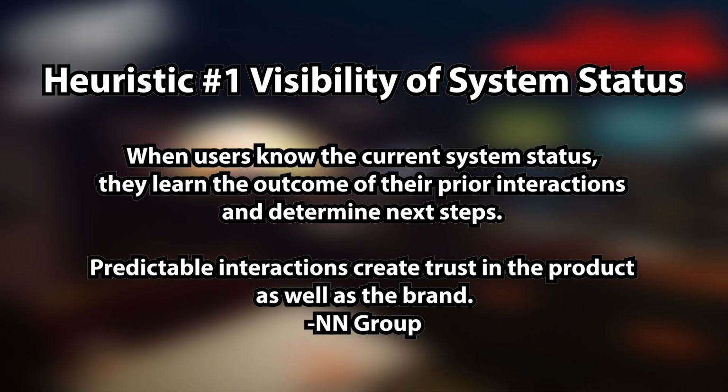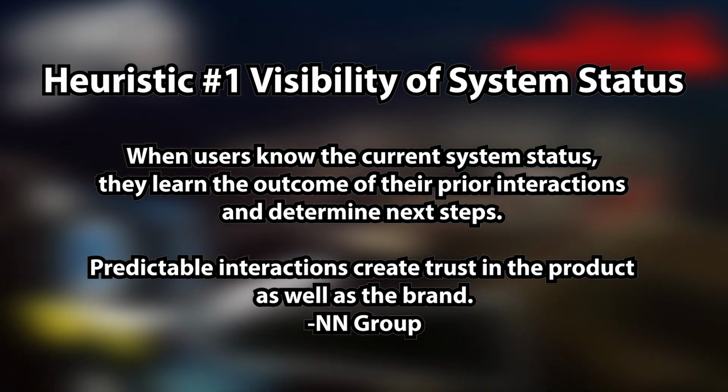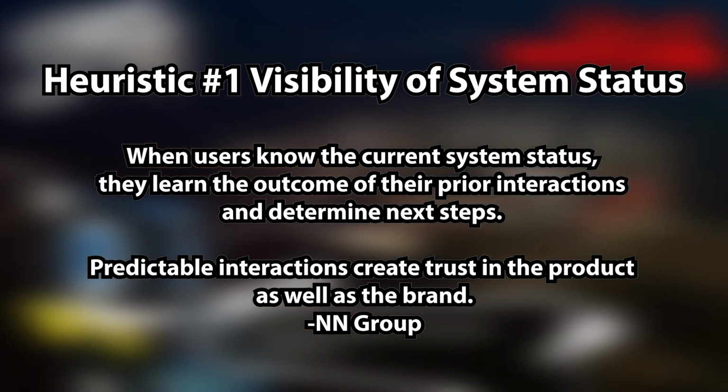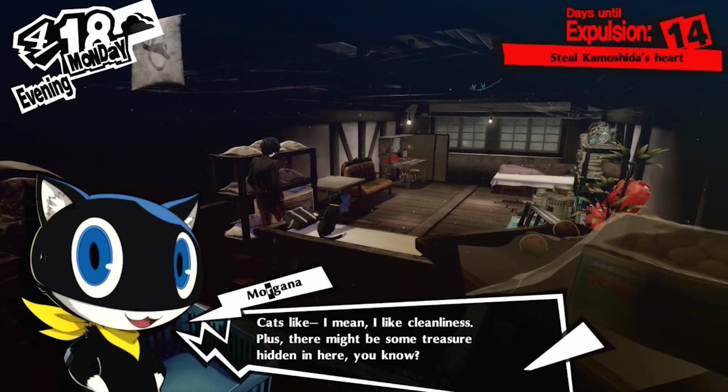Heuristic number 1, visibility of system status. When users know the current system status, they learn the outcome of their prior interactions and determine next steps. Predictable interactions create trust in the product as well as the brand. Nielsen Norman Group.